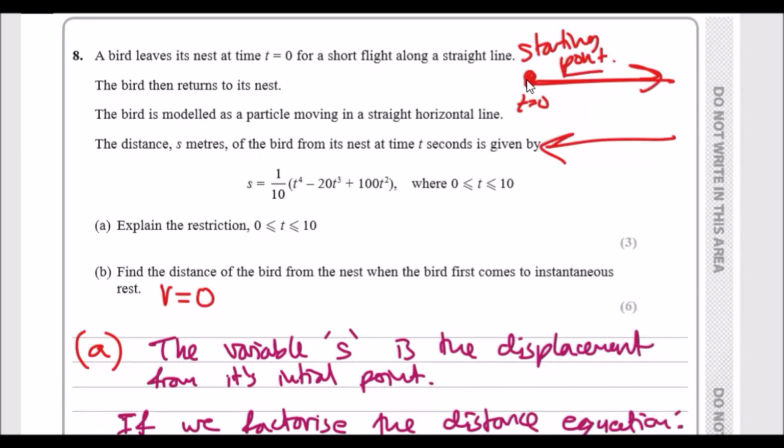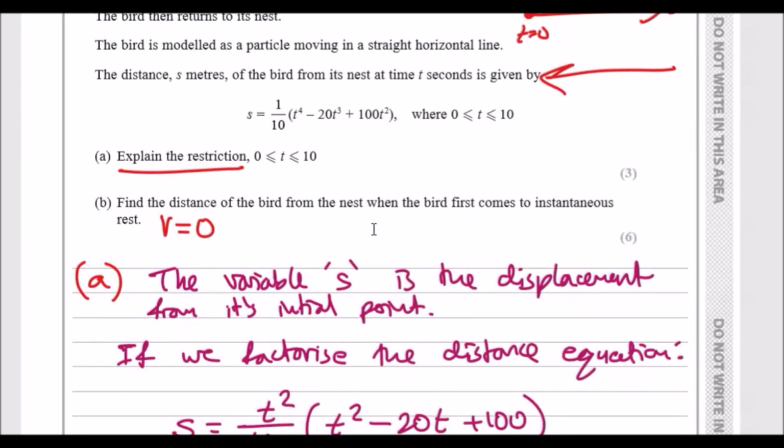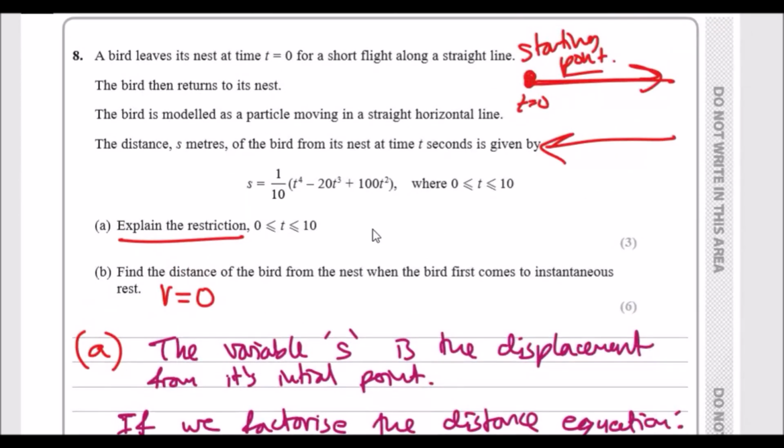Okay. Now this is the part where everyone is a bit confused. Explain why we have a restriction. Well, just like I said earlier, the variable s is the displacement from its initial point. So basically the distance the bird traveled from the flight to come back to its initial point. Now what I just realized is that you could simply factorize this equation, and you want to prove that when t is 0 and t is 10, you should get a 0 displacement, meaning it's returned. And because it's returned to its initial point, we should have no displacement.